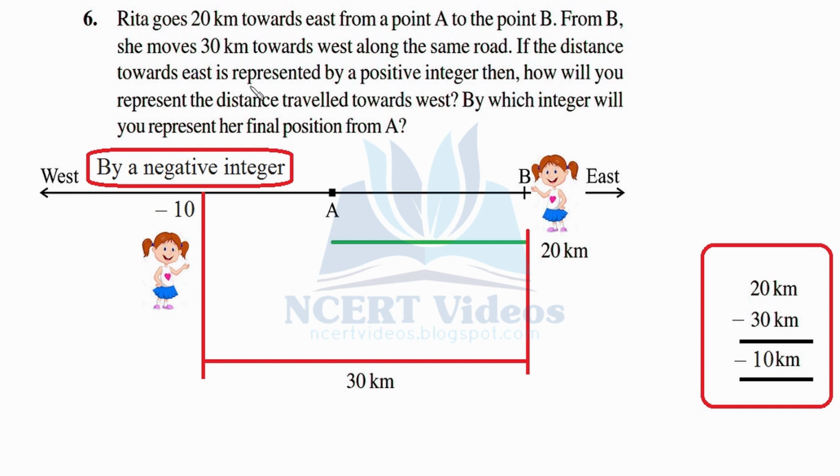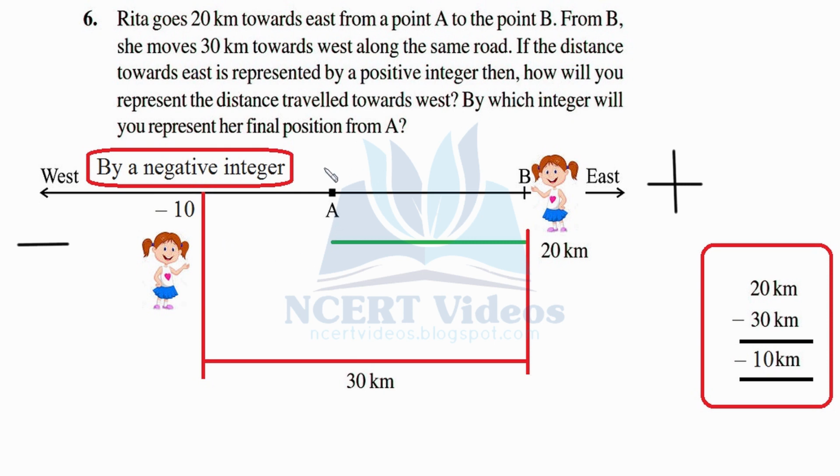Now if the distance towards east is represented by a positive integer, this is positive as you also see in the number line. In the case of a number line, these are your directions: north, east, west, south. Now how will you represent the distance traveled to the west? Well, obviously it will be negative, as we have in the number line. By which integer will you represent her final position from A? Well, we have to calculate it.